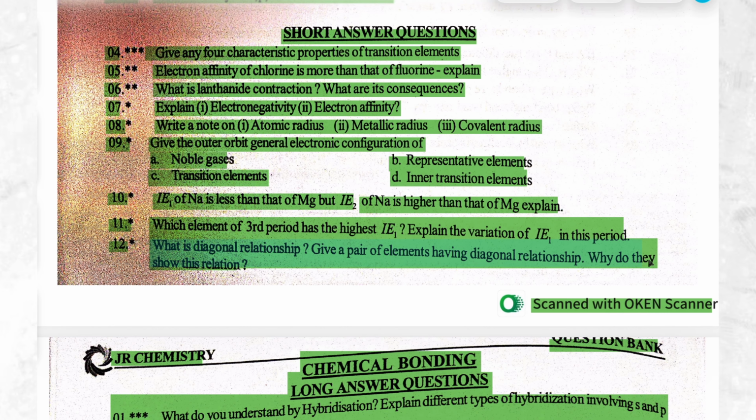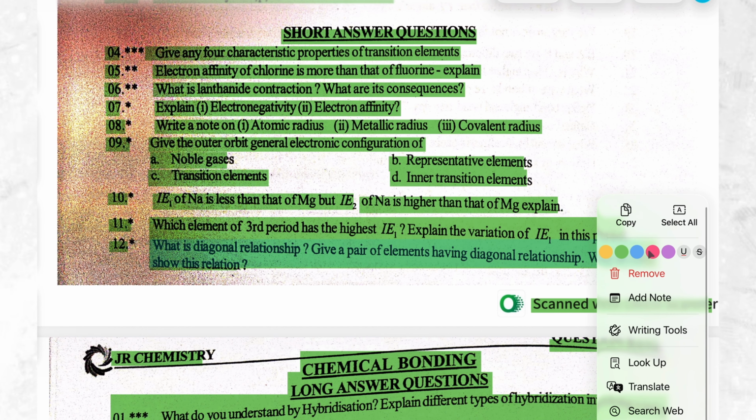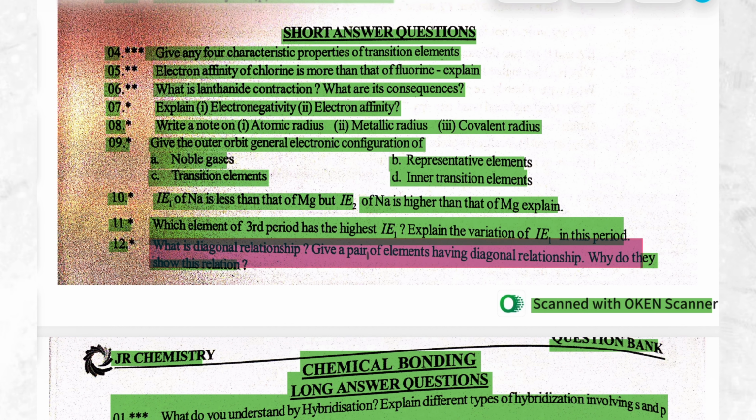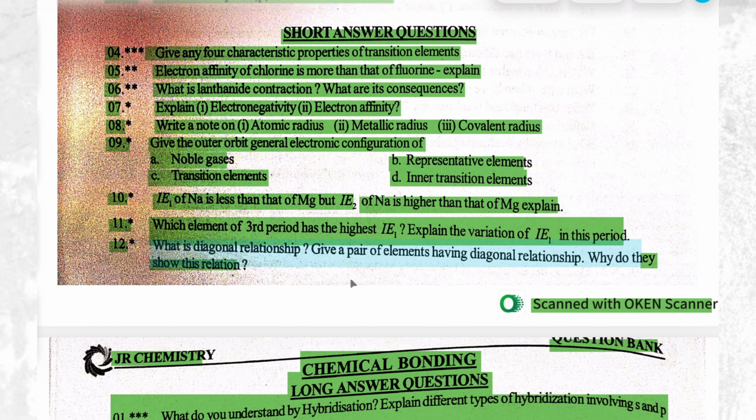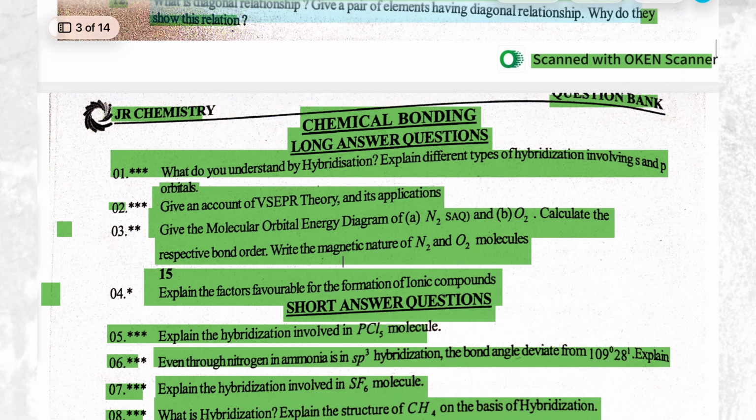So, sometimes they are asking this one. Okay, what is the diagonal relationship? What is diagonal relationship? So, that is the important one. Okay. Next, we'll see chemical bonding.